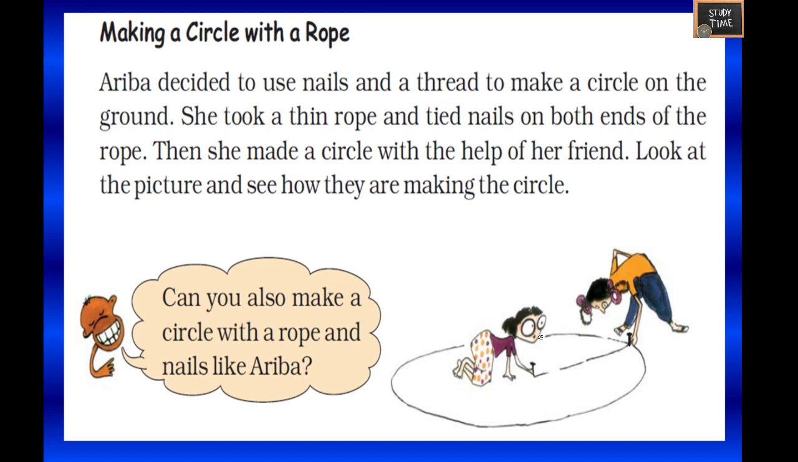Making a circle with a rope. So Ariba decided to use nails and a thread to make a circle on the ground. She took a thin rope and tied nails on both ends of the rope. Then she made a circle with the help of her friend. Look at the picture, they were making a circle. Can you also make a circle with a rope and nails like Ariba?